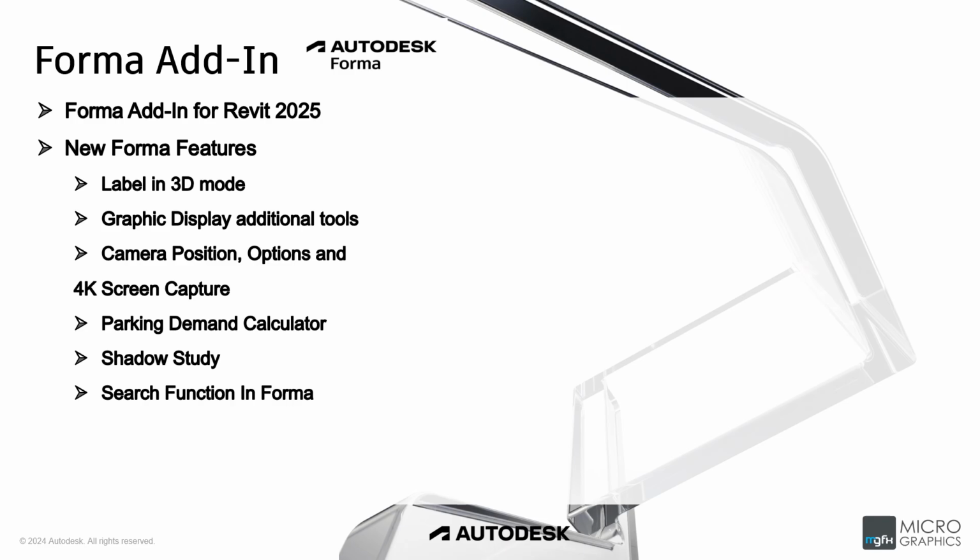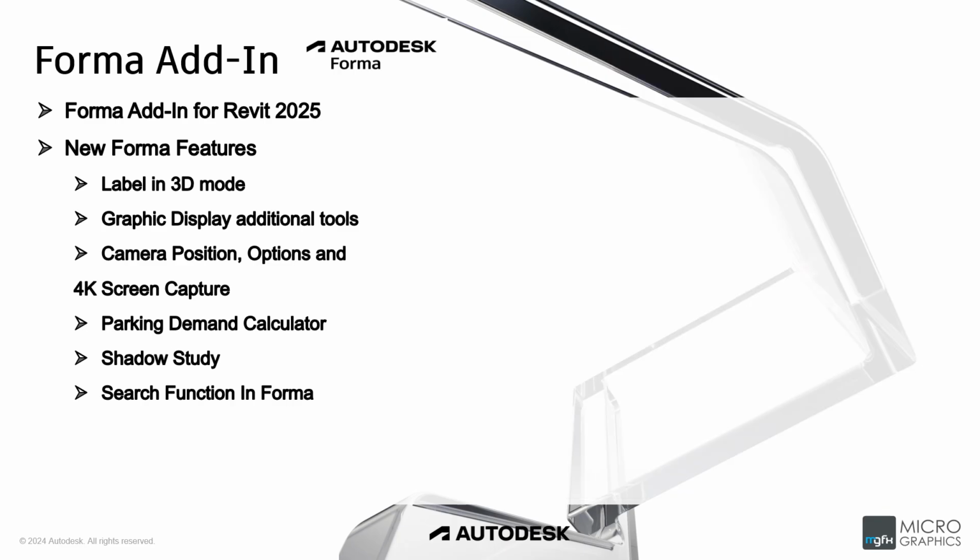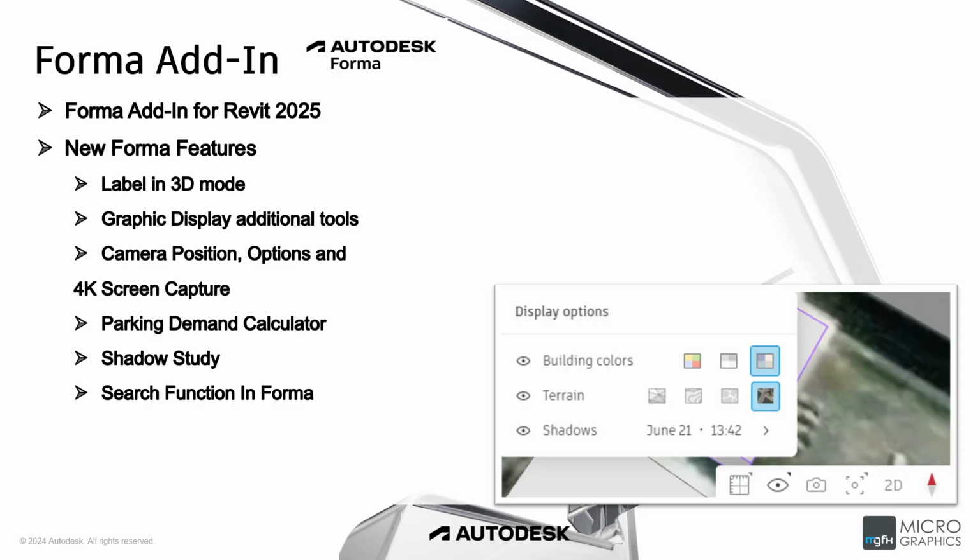Then you have the graphics display additional tools. So that is the label that you get in 3D view. And then here are the display options. They were limited to 2 or 3 functions. They now have more, including shadows that can be done, a study for shadows.